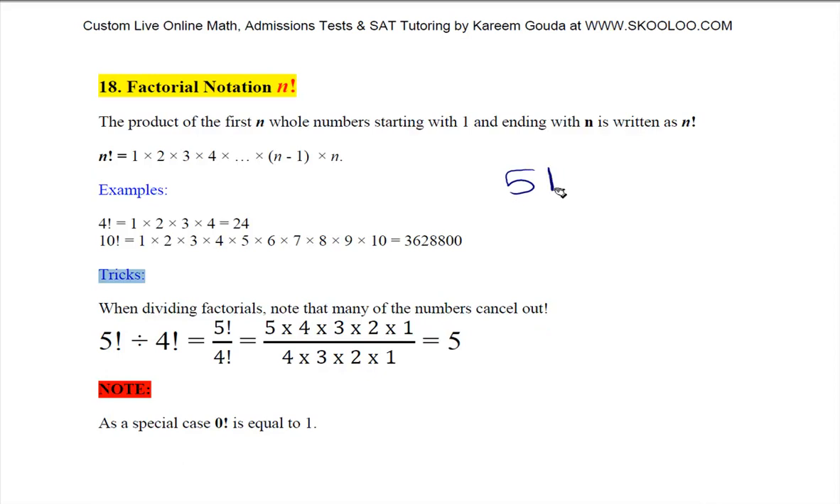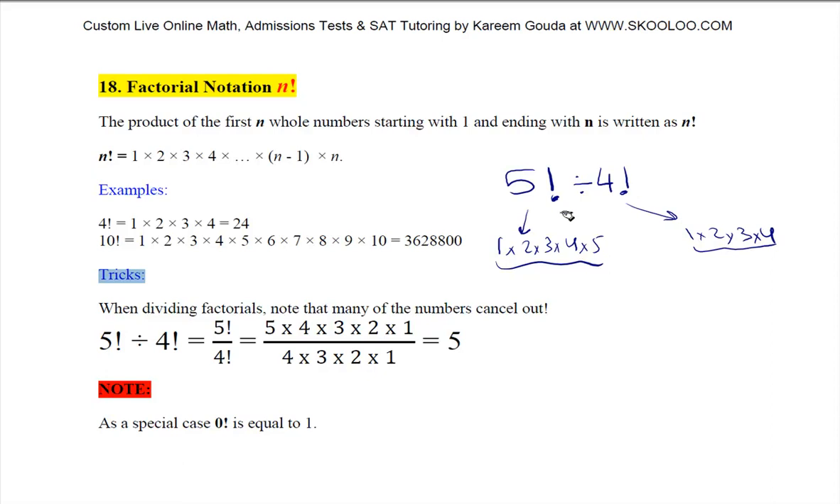Factorial 5 divided by factorial 4. Now, we can do this two ways. First way is you can find the factorial of 5, again without a calculator. So you do 1 times 2 times 3 times 4 times 5. You multiply all this, you get a number. And then you do the same thing for 4: 1 times 2 times 3 times 4. You multiply all of these, you get a number. Then you divide both numbers by each other.